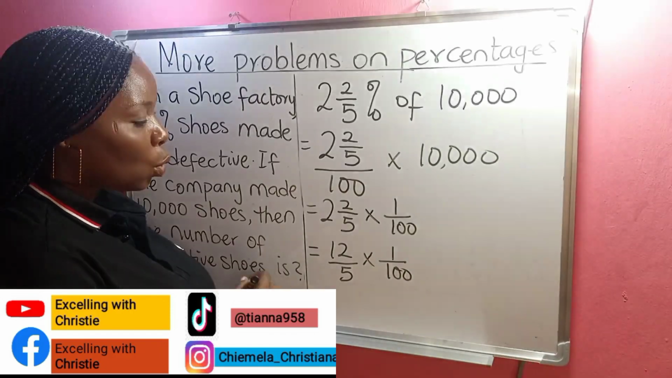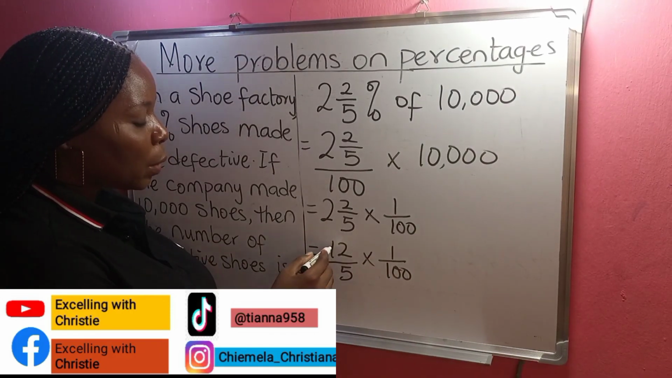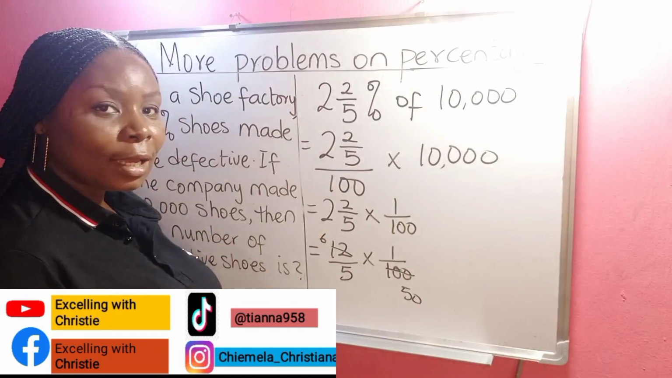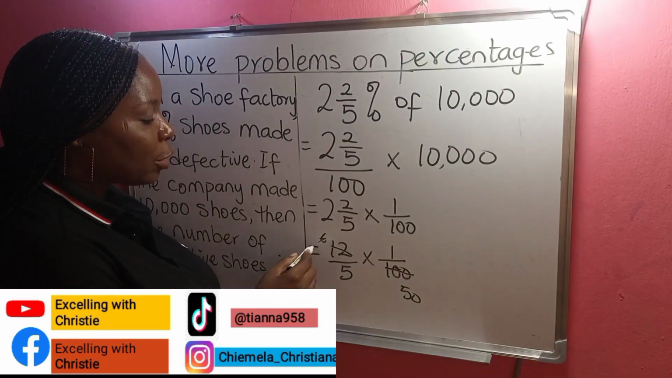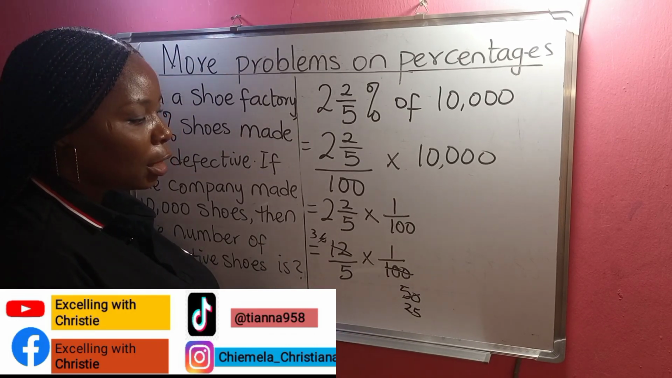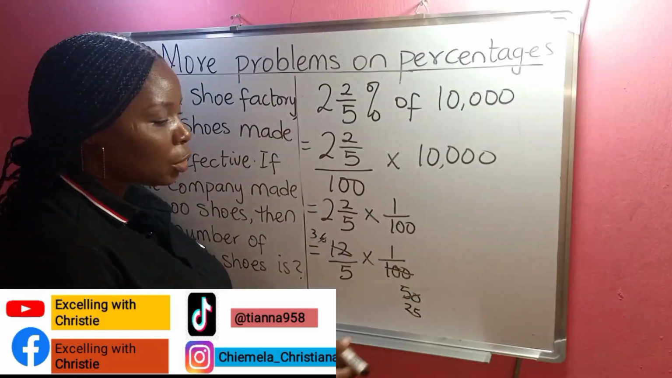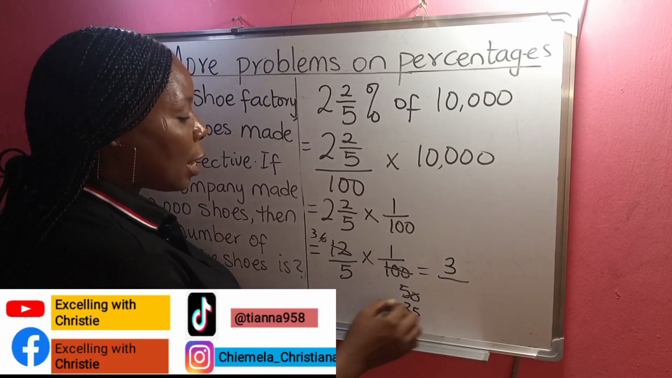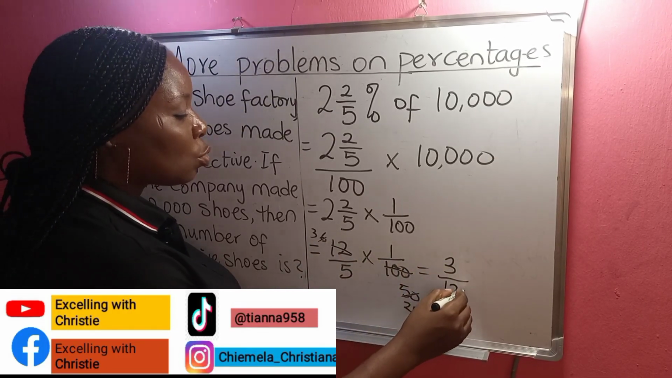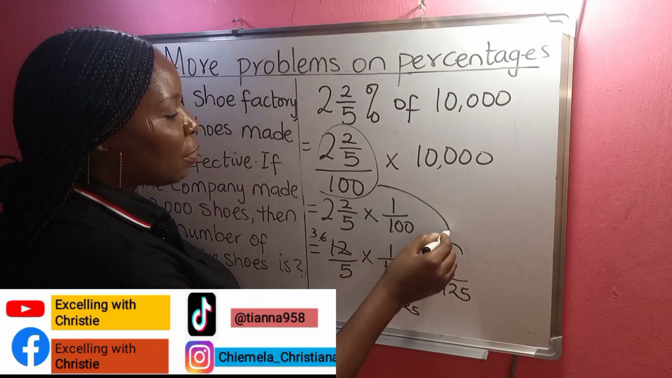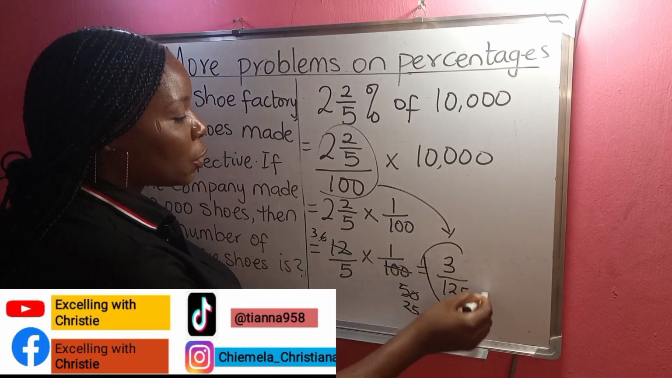Okay? So if we work on this, we can do 2 here is 6, 2 here is 50. Okay? We can still use 2 to simplify. 2 here is 3, 2 here is 25. Okay? So bringing this out, up here we have 3. 3 times 1 is 3. And here, 5 times 25 is 125. So the whole of this is simplified to this.